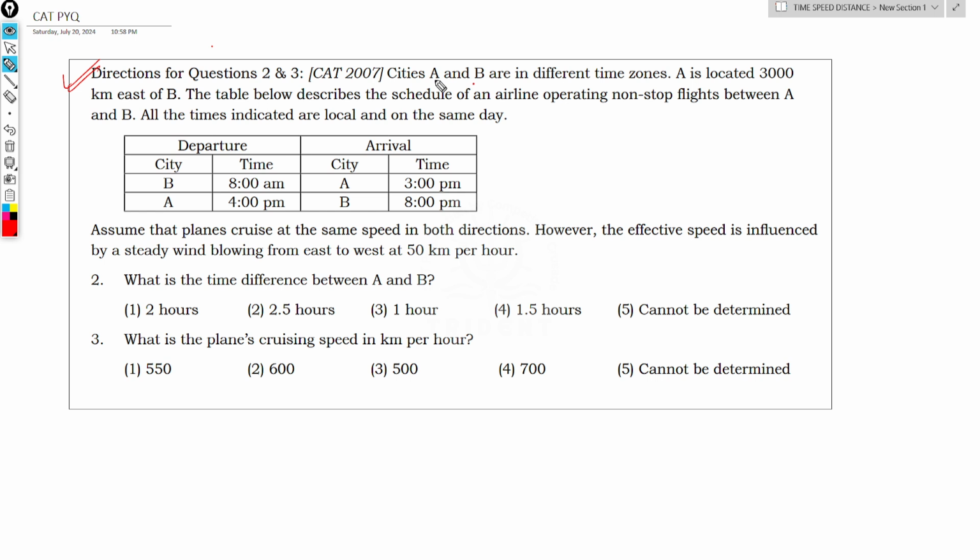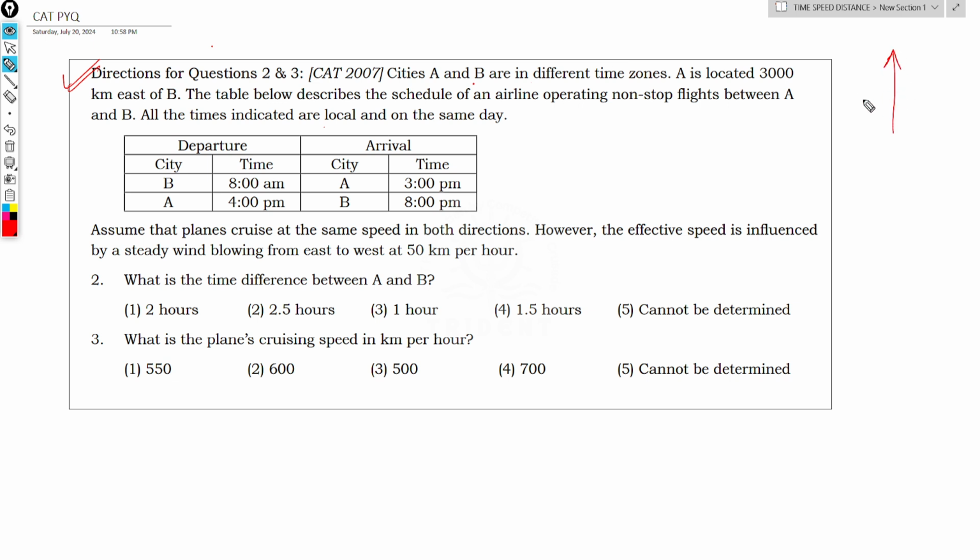The question says cities A and B are in different time zones. A is located 3000 kilometers east of B. The table below describes the schedule of an airline operating non-stop flights between A and B. All the times indicated are local and on the same day. Now, the first information given to me is that A is located 3000 kilometers east of B.